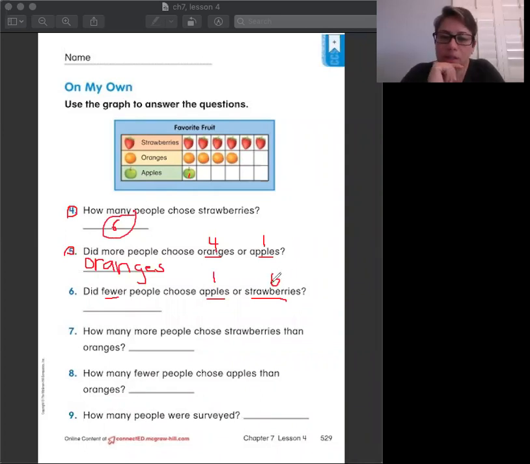Now the question says fewer. Which one is fewer? Which one is less? So fewer means less. So 1 person chose apples, and that's the smaller number. So that means that that is less. So I am not going to write the number 1. I am going to write apples. Apples. And again, it's very hard to write here.